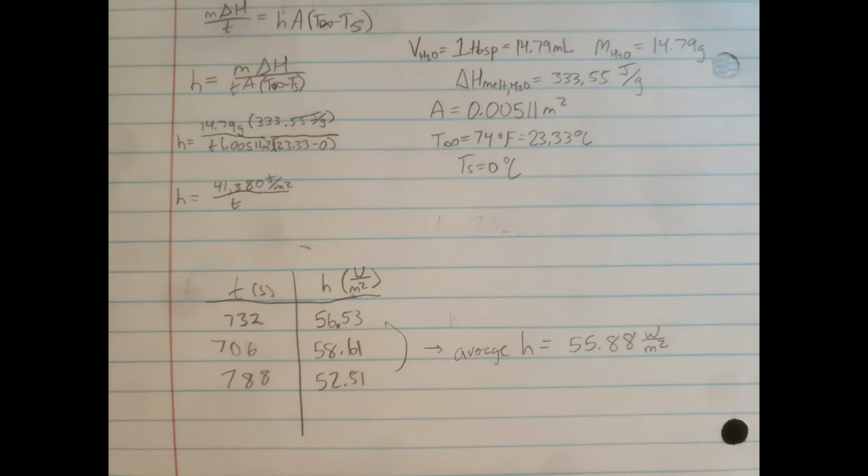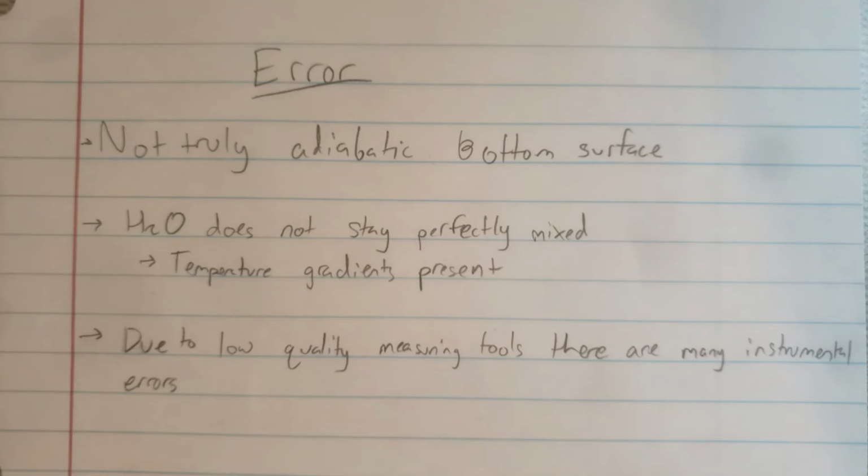In the end, there are going to be several points of error in this experiment. Mainly, the bottom of the surface is not going to be truly adiabatic. While it is initially going to simulate an adiabatic surface, the end result is that the air inside the container will also heat up and then will provide a source of energy from below as well as from above. Additionally, the water in the experiment is not staying perfectly mixed, so there may in fact be temperature gradients present.